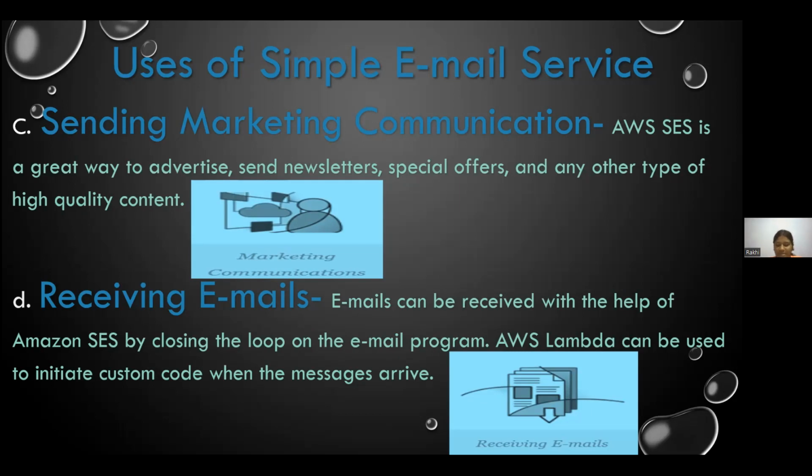Third is sending marketing communication. Amazon Simple Email Service is a great way to advertise, send newsletters, special offers, and other types of content to customers. And last is receiving emails. Emails can be received with the help of Amazon SES by closing the loop on the email program. Use Lambda to receive emails in custom code when the message arrives.